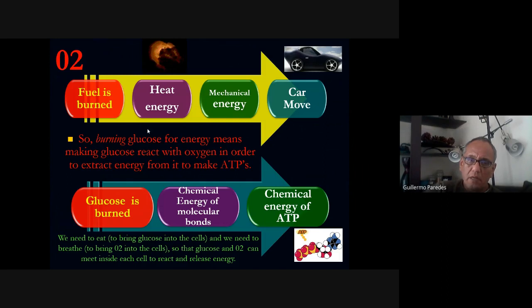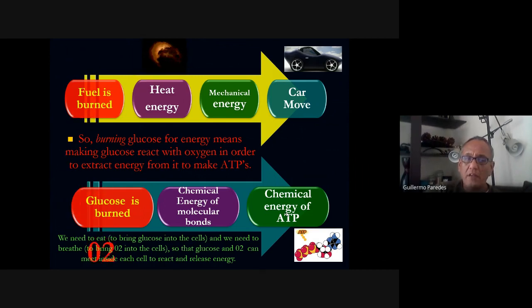Okay, so here we have a car, we have the oxygen, fuel is burned, heat energy, mechanical energy to move the car. The car is moving. The fuel is burned, that means the glucose is burned. Heat energy means chemical reactions, energy of molecular bonds. Mechanical energy is going to be the chemical energy of the ATPs that are going to be used for all the activities of your body. So oxygen is going to be everywhere.